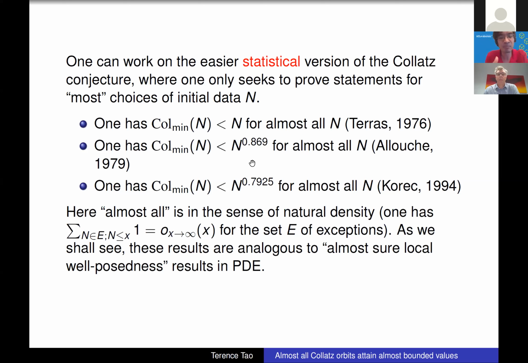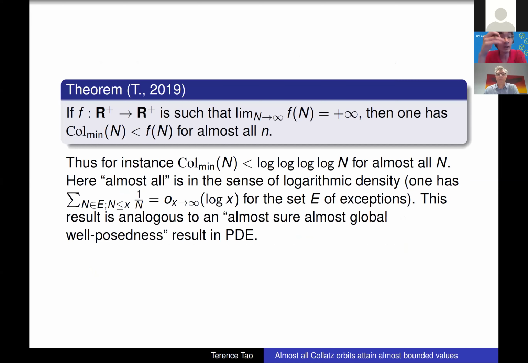Basically, all these three results are proven by being able to control the dynamics of this Collatz map almost surely for a short period of time, enough to send the orbit a little bit below n, but not all the way to 1. What I was able to prove last year was that I can replace these powers of n, 0.825 and so forth, by any function that grows to infinity, no matter how slowly. My result says that it is in fact true that for almost all N, and there's another typo, there should be a capital N here.